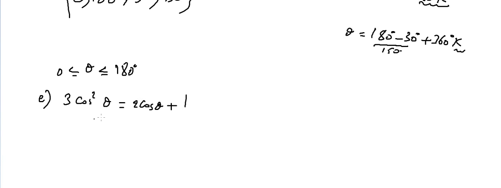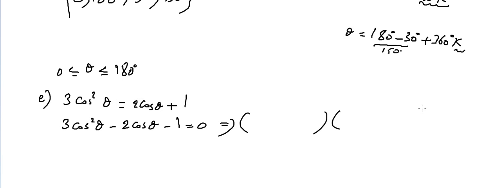What do we do? We bring them all to the same side. 3 cosine squared theta minus 2 cosine theta minus 1, because we have 3 terms, not 2 terms. We can factorize it, but since it looks like a quadratic, we can work with delta, or find it by guess and check. 3 cosine squared theta is 3 cosine theta times cosine theta. And for the minus 1, it's either minus times plus or plus times minus. So it's plus times minus, let's say, and it's 1 times 1.